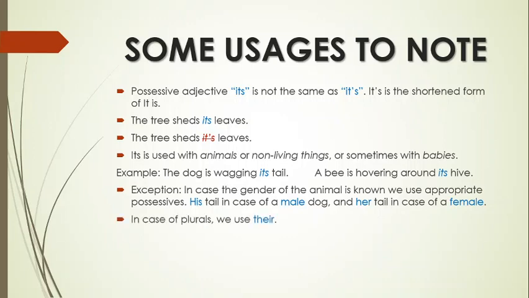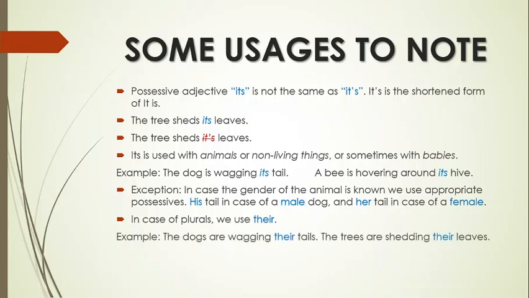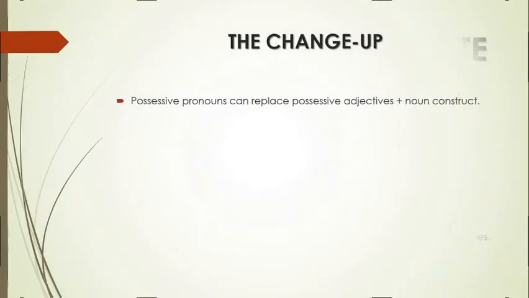In case of plurals, whether human or subhuman, for example trees and plants and animals, we use their. For example, the dogs, plural, are wagging their tails. The trees, plural again, are shedding their leaves. And remember, this is T-H-E-I-R, there, not T-H-E-R-E. T-H-E-I-R is a possessive. T-H-E-R-E indicates direction. The boys are walking to their school. Again, T-H-E-I-R.